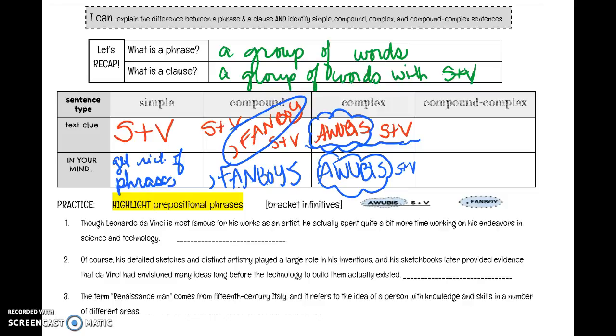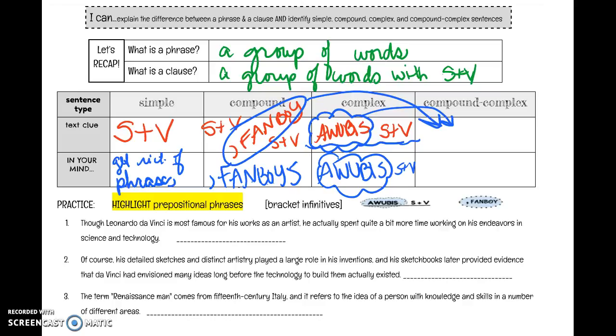For a compound-complex sentence, then we need to take both of these ideas and put them together. And it doesn't really matter if that AWUBIS is at the beginning of the sentence, in the middle, or at the end. It's a complex sentence regardless of where it's located in a sentence. And then we've got to have that comma FANBOY in the middle. Okay, so let's look at a couple examples.